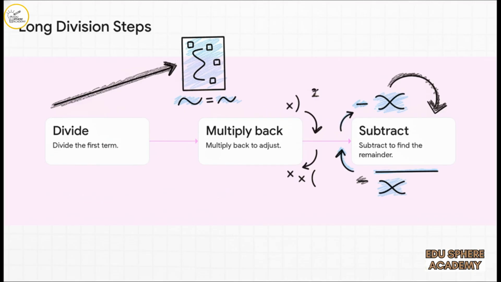But here is the absolutely vital point. Step 2. You must multiply back to adjust. Because you only divided by the x and kind of ignored the plus 2, your initial answer is only a partial division. Multiplying back corrects that error. Finally, step 3, subtract the 2 expressions to see what's left over, and then you just loop back to the start and repeat it for the remainder.